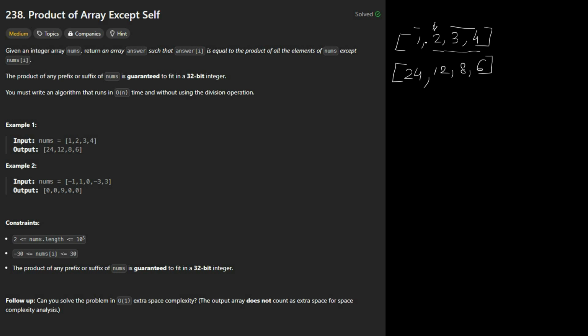So one way of doing it is very simply, we can calculate 24, meaning the product of all the elements, and then divide by the current value to replace it. So for example, 24 divided by 1 is 24, then 24 divided by 2 is 12, 24 divided by 3 is 8, and 24 divided by 4 is 6.